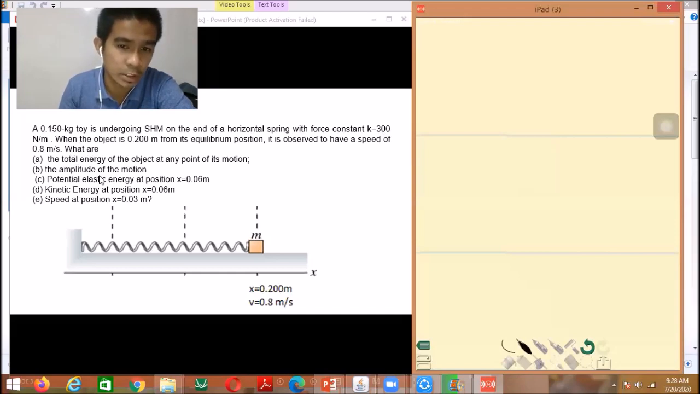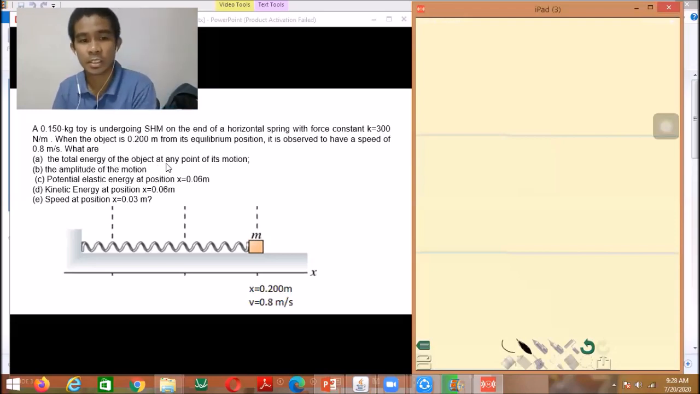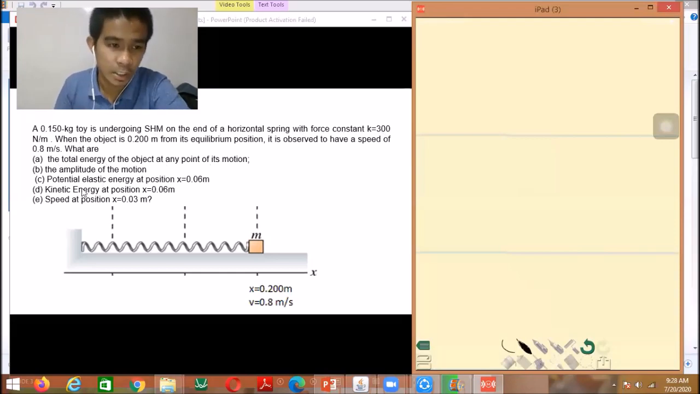This is what is asked in the problem. First is the total mechanical energy of the object at any point of its motion. Next is the amplitude of the motion. Next is the elastic potential energy at position x equal to 0.06. And the kinetic energy at position x equals 0.06. And then the speed at position x equal to 0.03.